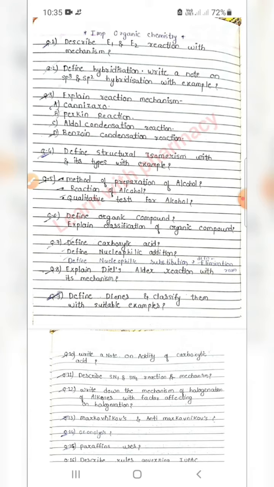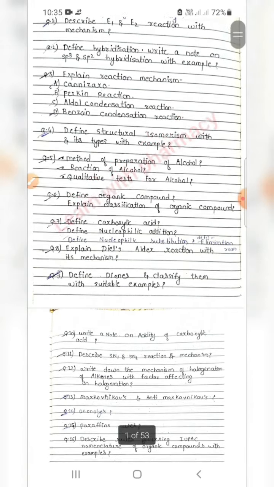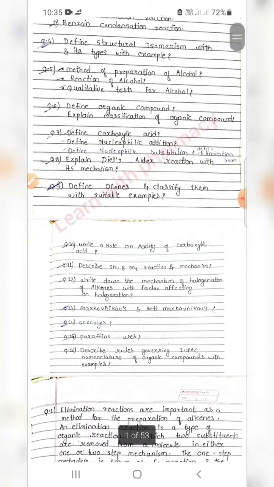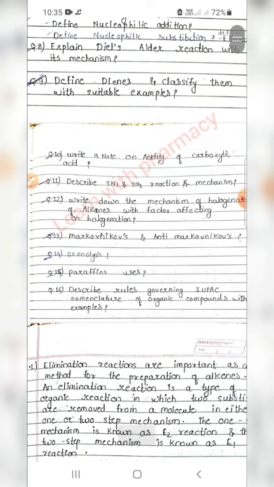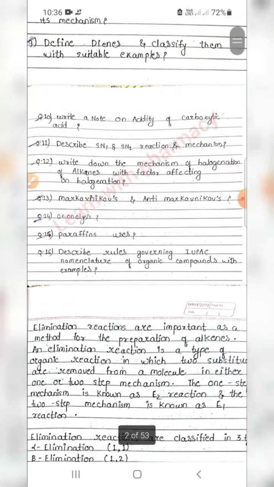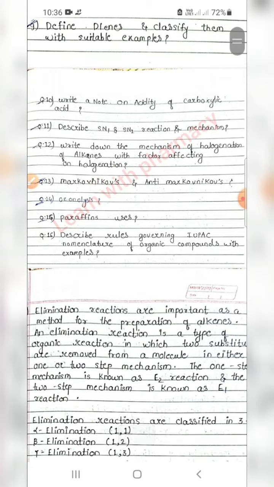Next question is define dienes and classify them with suitable examples. 10th question is write a note on acidity of carboxylic acid. Next, describe SN1 and SN2 reaction with mechanism. Then 12th question, write down the mechanism of halogenation of alkane with factors affecting halogenation. 13th question is discuss Markovnikov's rule and anti-Markovnikov's rule.